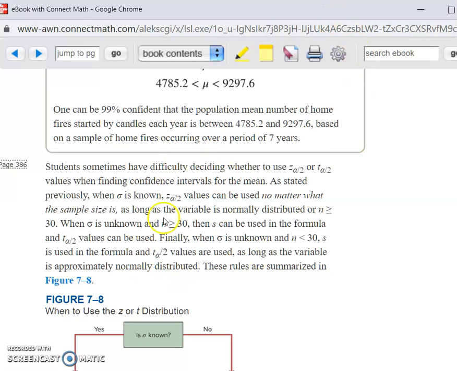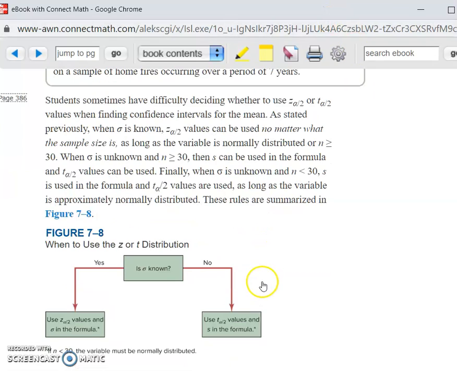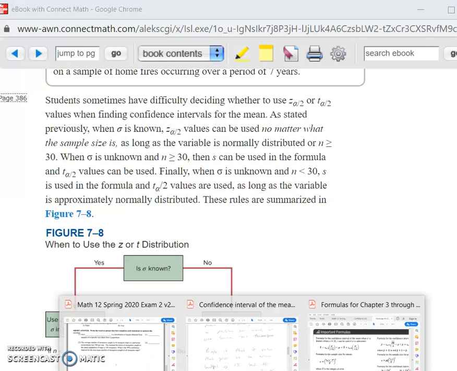So you have to kind of look this over, okay? What it kind of boils down to is that sometimes we use the Z distribution, sometimes we use the T distribution when we find these confidence intervals, okay? They look very, very similar. Let's take a look here.